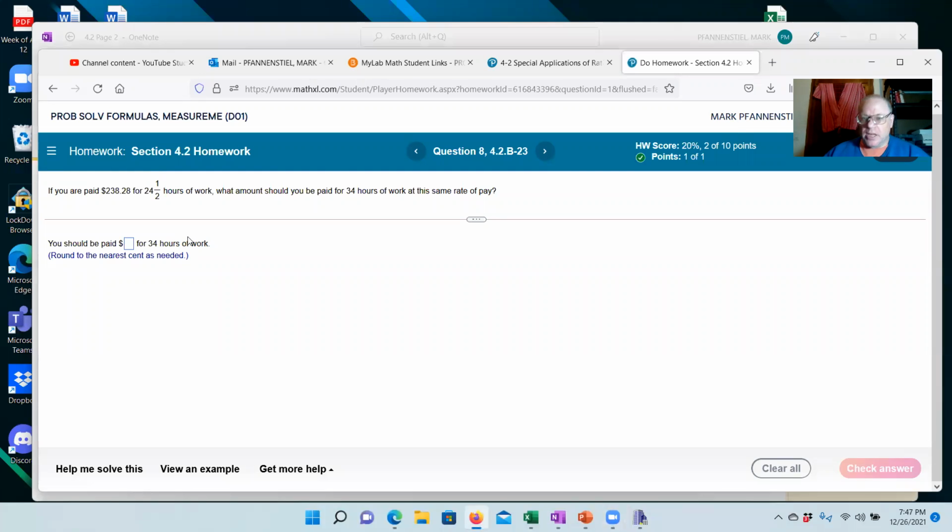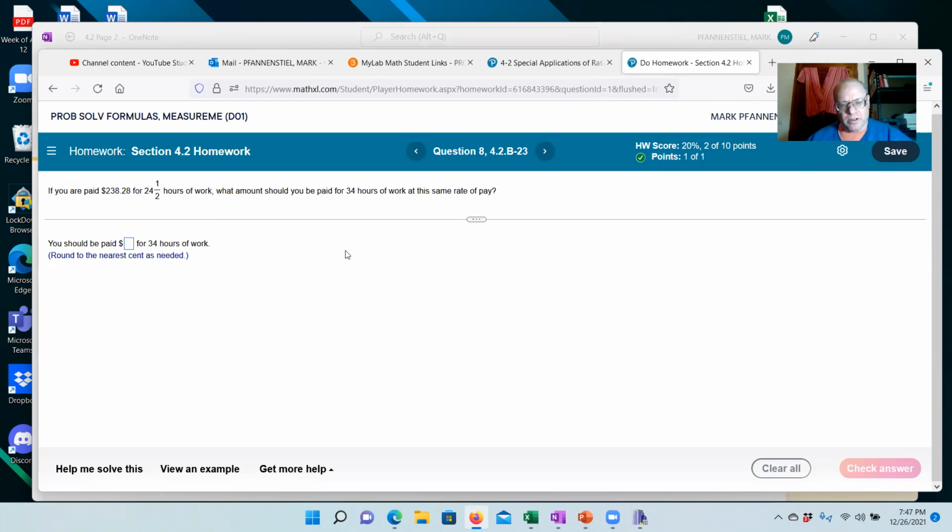All right. So I thought I'd start off with one that looked a little familiar to everybody who's worked an hourly wage. So this one says, okay, if you're paid this amount of money for so much work, then what should you be paid for 34 hours of work? Okay, so we work a certain amount for 24 and a half hours, then the next week we get 34 hours. What should our pay be then?